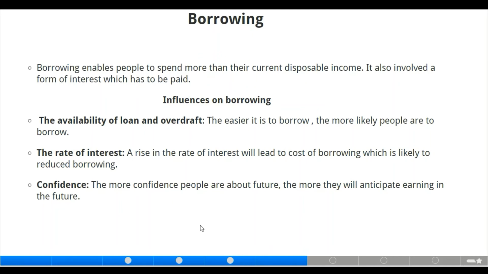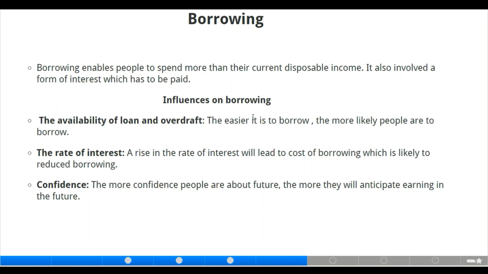Moving to the next slide here, where we have borrowing. What we have to discuss in this household is the influence of saving, borrowing, and spending. Now we have spoken about spending and saving. Now we move to borrowing. Borrowing enables people to spend more than their current disposable income. It also involves a form of interest which has to be paid. Of course, that is explanatory.